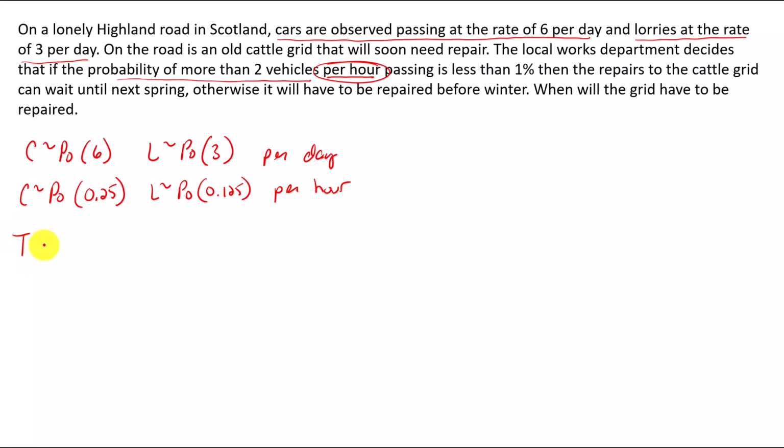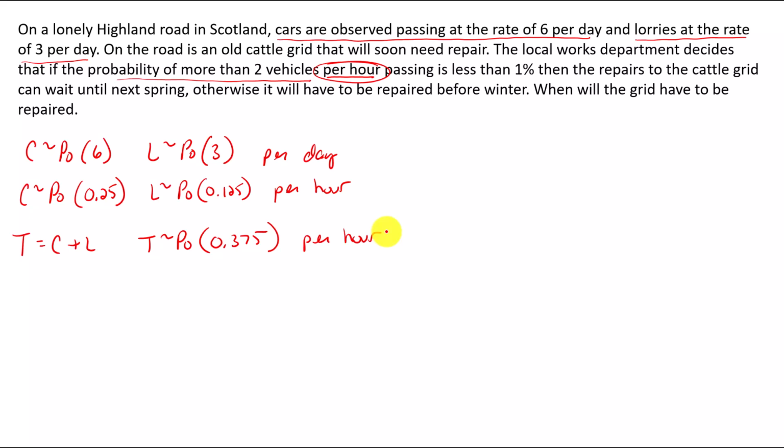So now if I put these two together, this is going to be C plus L. So I'm going to say that T is a Poisson distribution, and when I add 0.125 and 0.25, I get 0.375, and this is per hour.